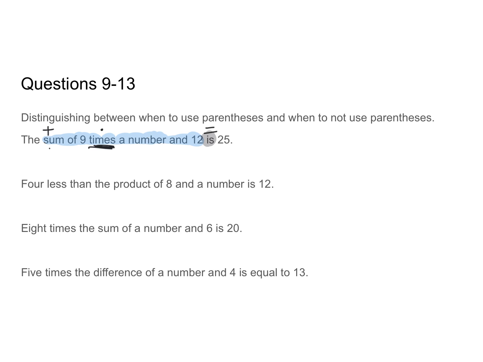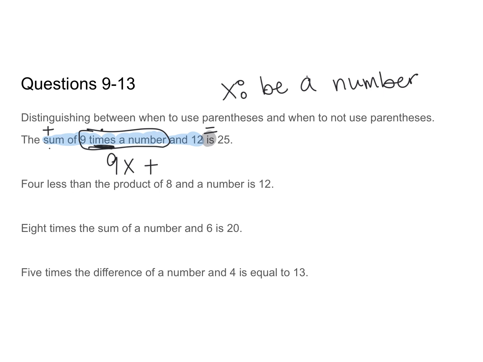Now, the sum of 9 times a number, okay, 9 times a number, and we're just going to let x be our number. The sum of 9 times a number, and then because it's sum, I'm going to put a plus, and 12 is 25. 9 times a number.